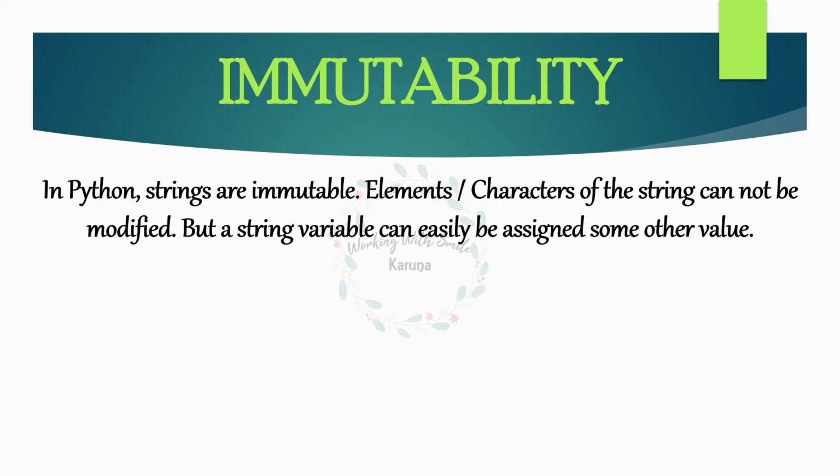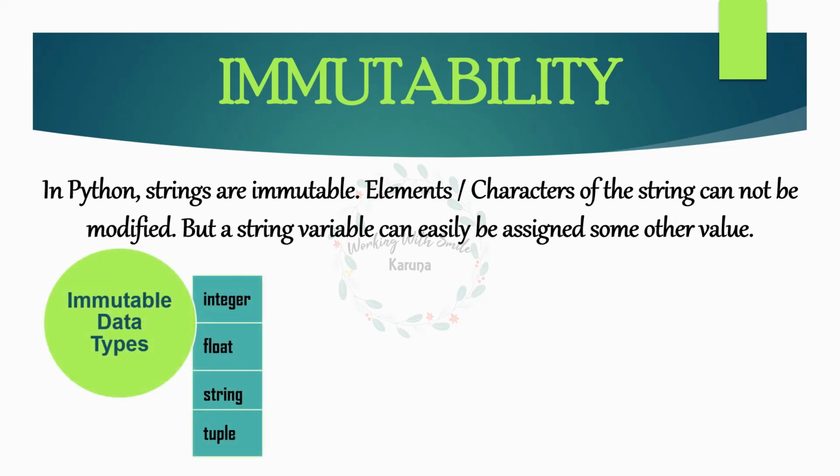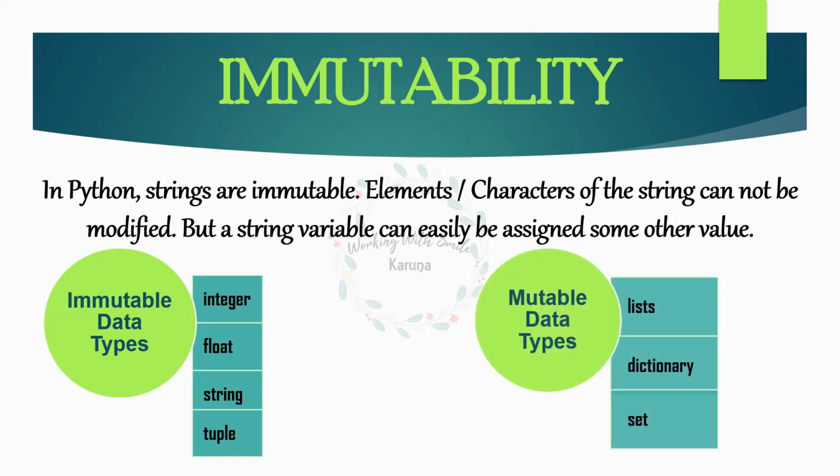In Python, strings are immutable, which means the elements or the characters of the strings cannot be modified, but it is possible to change the value of the string variable. That means you can assign a new value to the variable, but modification of individual elements of the string is not allowed. Let's see different immutable data types in Python. These are integer, float, strings, tuple, and also the Boolean data type. And the mutable data types, which we will be learning in my upcoming tutorials, are list, dictionaries, and sets.